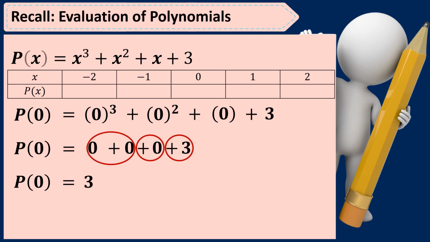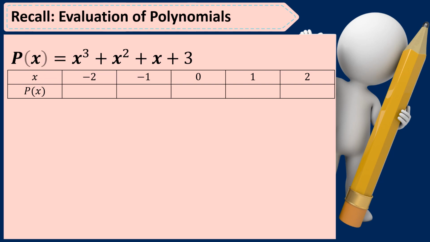With this, we can also conclude that when the value of x is 0, our p of x is equal to the constant term. That is when our equation is written in its general form.